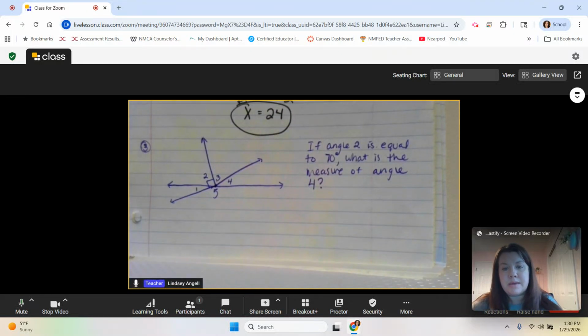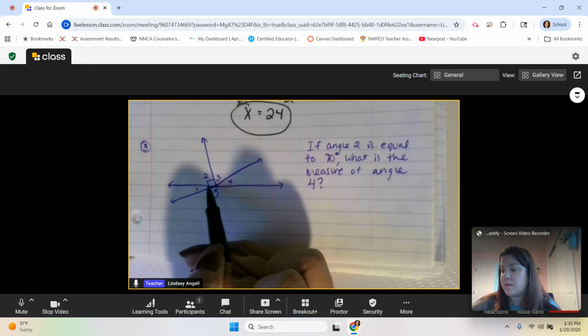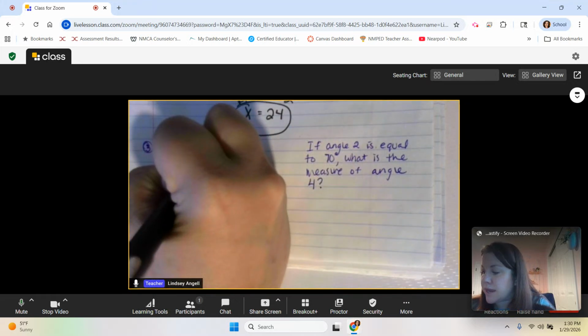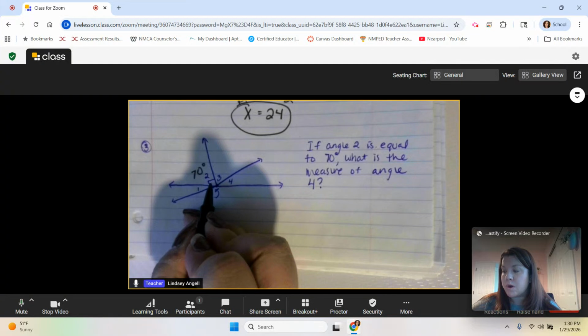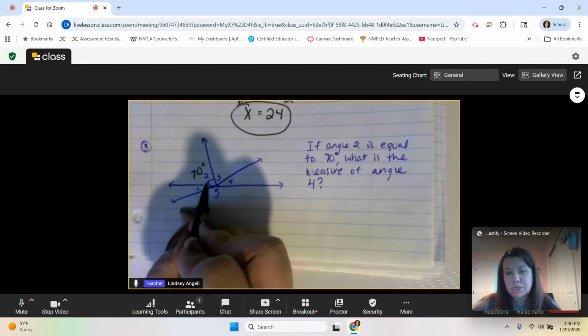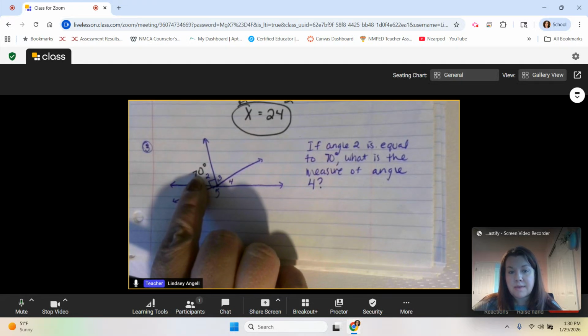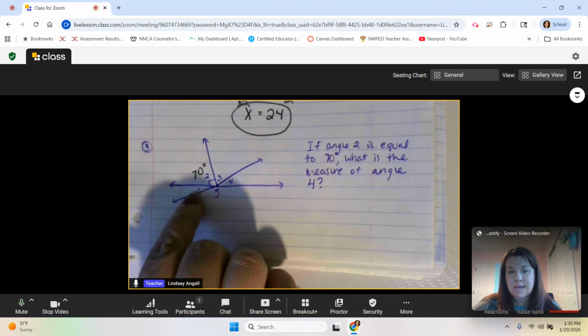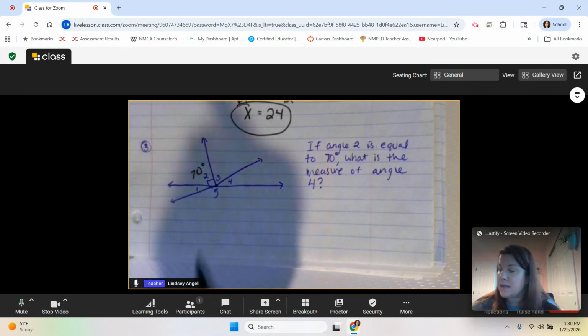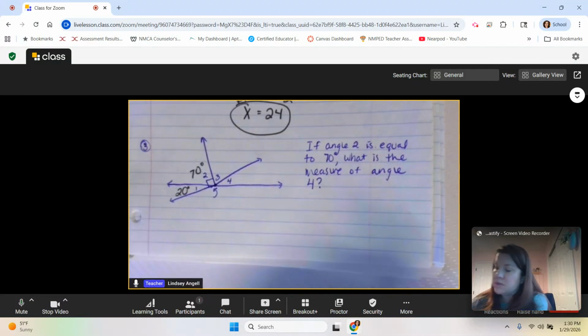All right, number 3. If angle 2 is equal to 70 degrees, what is the measure of angle 4? So in this case, we have to use two clues that we're given. One, of course we're given 70 degrees, right? Angle 2 is equal to 70. But we're also given that 1 and 2 are complementary, meaning they add up to 90 degrees, right? Which is shown by having that square there. So if angle 2 is equal to 70 degrees, and if they add up to 90, that means that angle 1 is equal to 20 degrees.